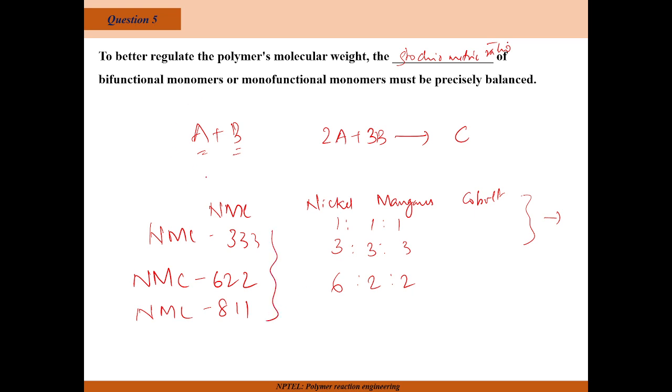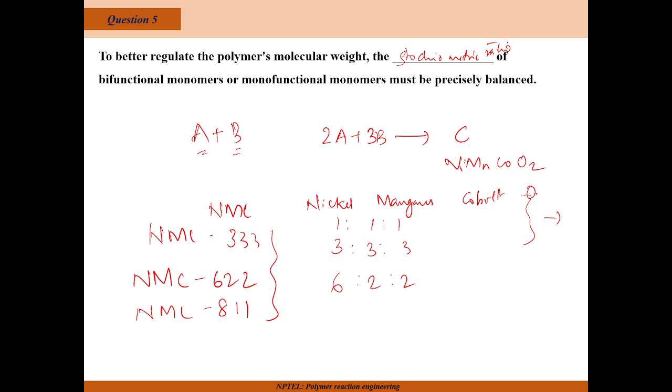So here we are basically talking about the stoichiometric ratio. NMC is basically nickel manganese cobalt oxide, NiMnCoO2. It's basically a complex thing like this. So what I mean to say is that here we are varying the ratios, and the properties of NMC 333 would be slightly different from that of NMC 622 and that of NMC 811.